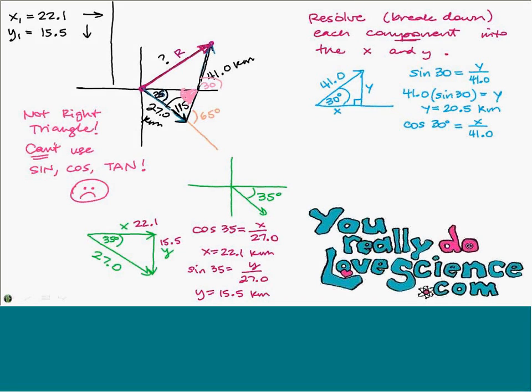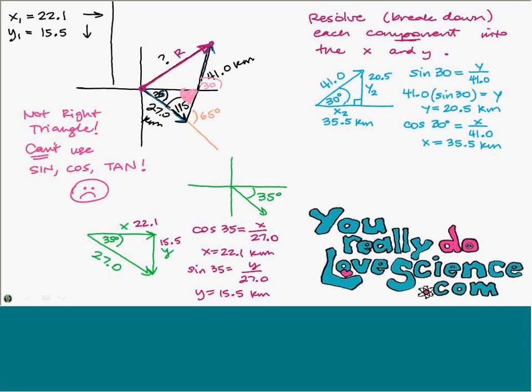All right. So 41 times cosine of 30, I get 35.5, yeah, with some change after that. 35.5 kilometers is our x. So now for this section, we're really breaking it down. Every time I answer, it feels like we're done, but we're not done yet. So the x was 35.5, and then the y was 20.5. And so now we're going to call this our x2 and our y2.